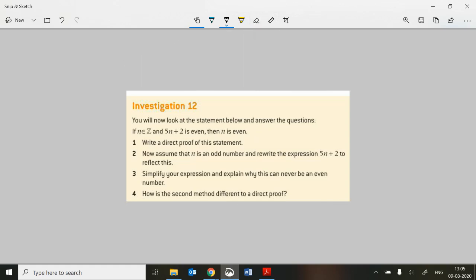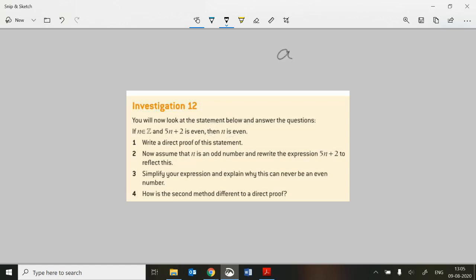That's the direct proof, and that's what we did last time round, and you should be able to prove that already, although that's relatively tricky, I think. So for question 2, it says, now assume that n is an odd number. So we're going to go backwards on this one, and we're going to show that the contrapositive is true.